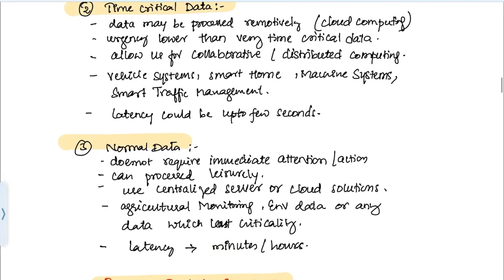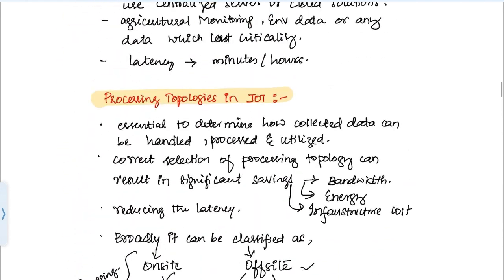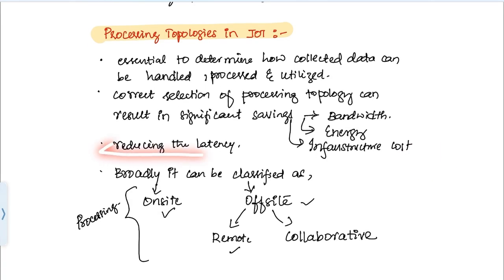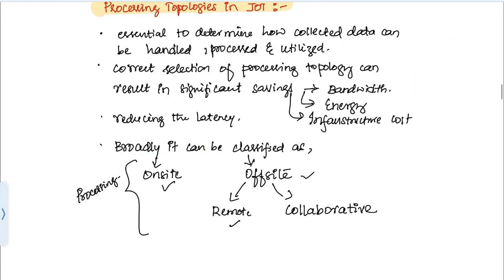Next topic. This was all about the three data types and the importance of processing in IoT. Moving on further, we have processing topologies in IoT. Processing topologies in IoT are very important to determine how the data is collected, handled, processed, and utilized. So the proper selection of topology will result in significant savings, that is, in terms of bandwidth, energy, and infrastructure cost also. It will also reduce the latency. Topology means arrangement, right? So proper topology will reduce the time gap also.